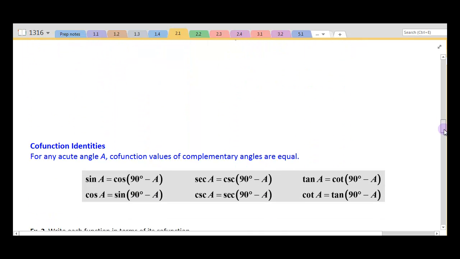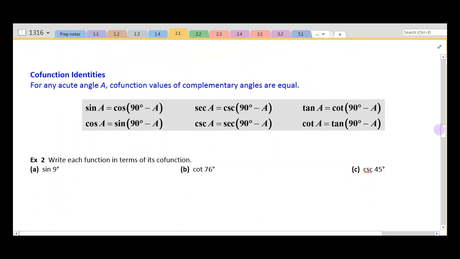Okay? So here I have a list of the cofunction identities and how they are written for us to be able to use. So sine of A can be represented as the cosine of 90 minus A. And you can just flip that. Since sine and cosine are cofunctions of each other, then we say cosine of A is equal to sine of 90 minus A. And then secant, cosecant are represented in a similar fashion. Tangent and cotangent are represented in a similar fashion.